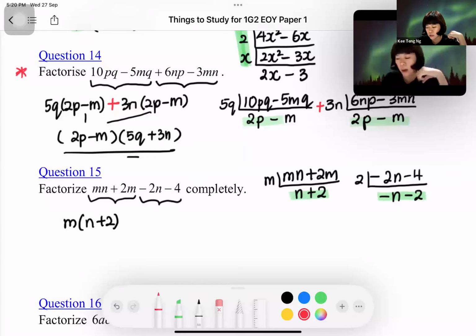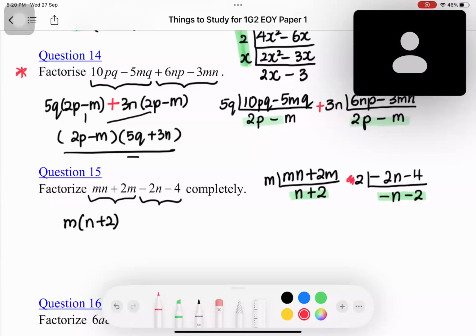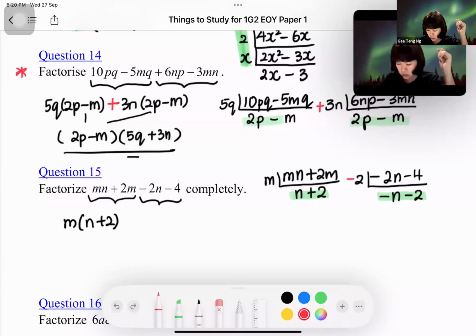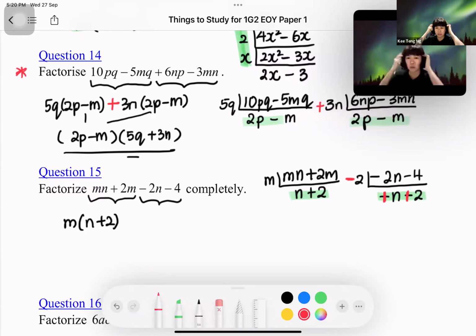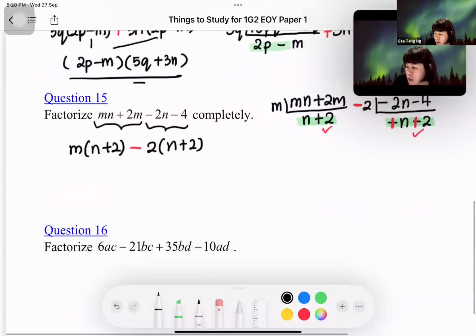Instead of dividing by +2, what can I divide by? Negative. Yes, we can divide by -2. When I divide by -2, this one will become plus, this one will become plus. So when the sign is not the same, I can divide by a negative number to make the sign the same. Then we check, are these two the same now? Yes. So we write this as -2 bracket n plus 2. Very good.